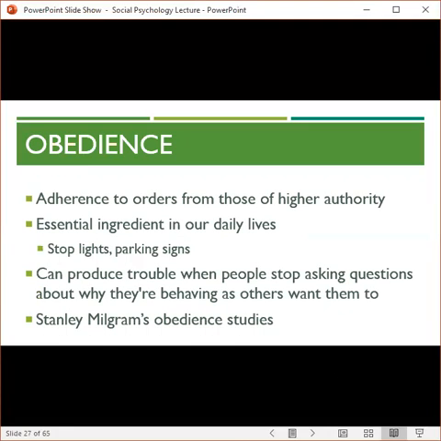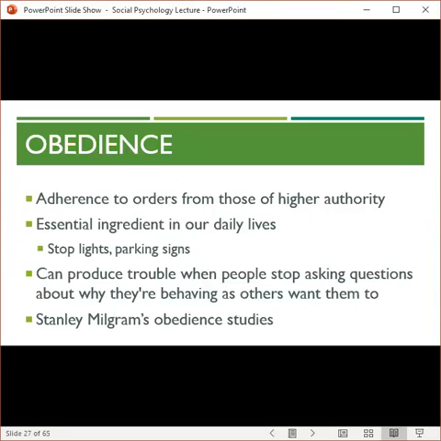Obedience is adherence to orders from those of higher authority. It's often an essential ingredient in our daily lives in terms of following rules to keep ourselves and others safe. So we stop at stoplights, we follow parking signs, we obey police officers if they ask us to do something. But these all stem from the idea that the authority figure is right and good. As we saw with cults and conformity, when we begin to follow others blindly and stop asking questions about why they're asking us to behave in certain ways, it can be a problem.